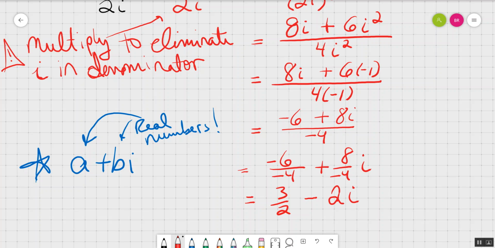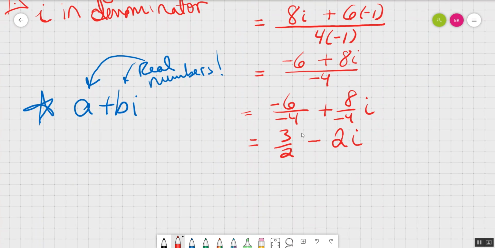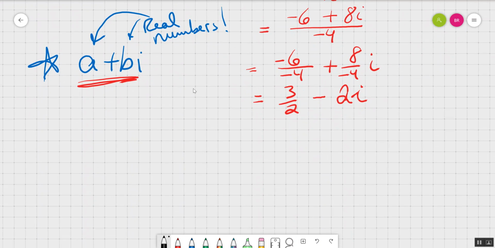So looking at this, I'm finally in a plus bi form, which means my a is 3 over 2, my b is negative 2, and my i is in the correct position. As you look at this, you're going to multiply so that you can turn it into a plus bi form. This is really your goal when you run into these problems. Let me show you how this can get a little complicated.